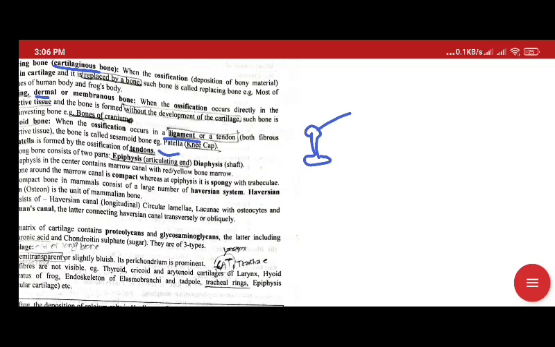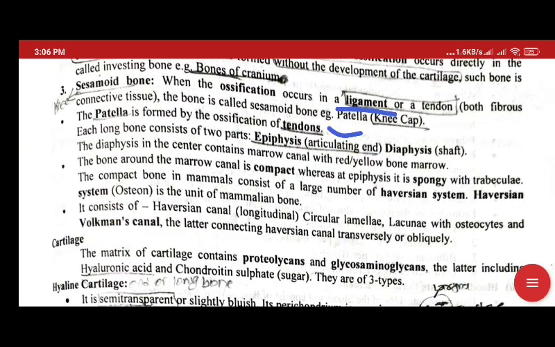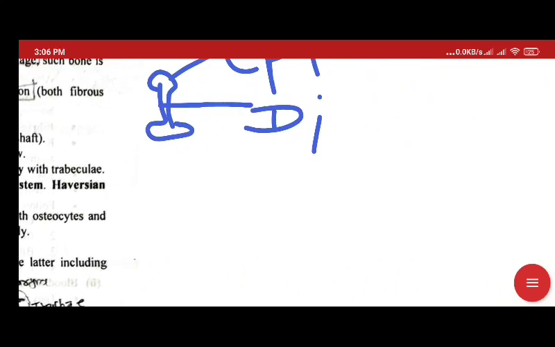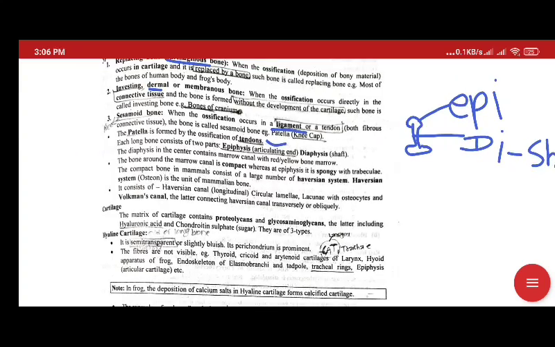Epiphysis. This is the end, so it's called epiphysis. And this between part is called what? Diaphysis. Now so student, epiphysis is also called what? Articulating end. And diaphysis is also called what? Shaft.